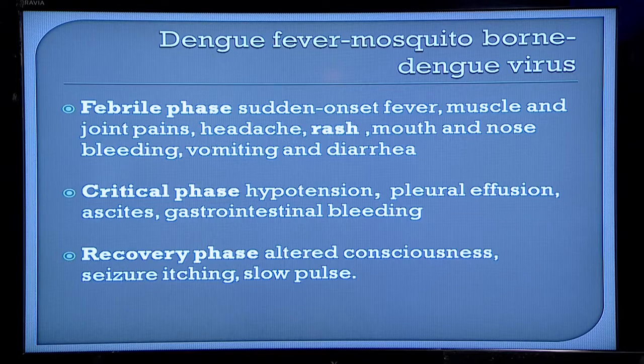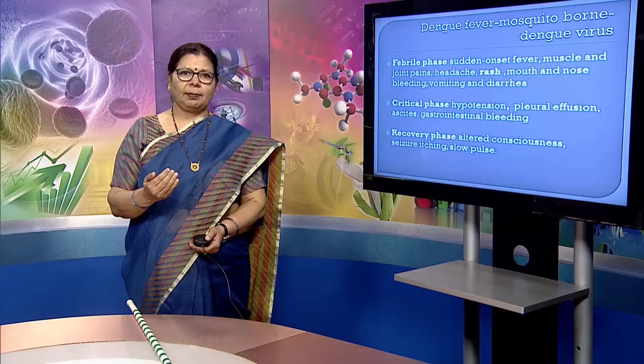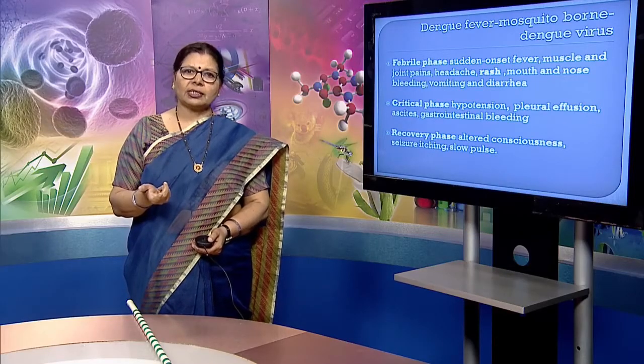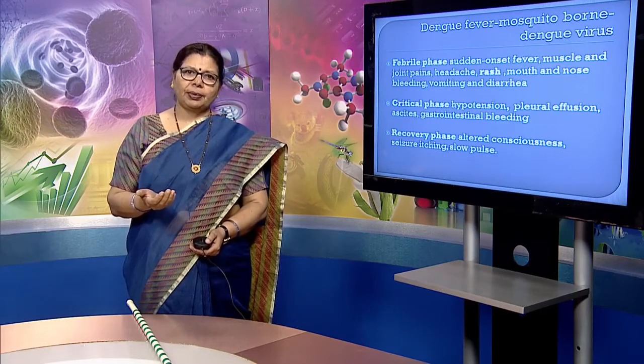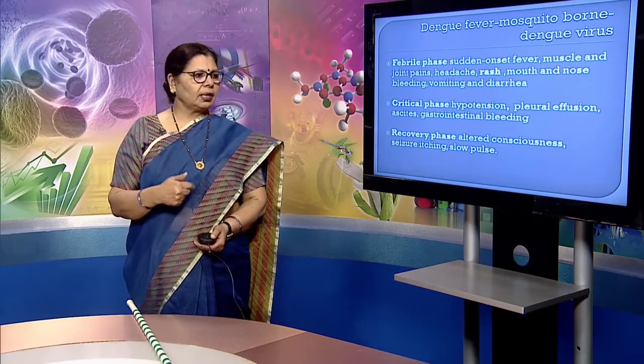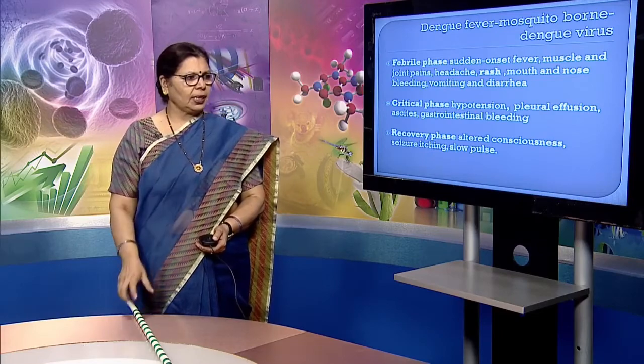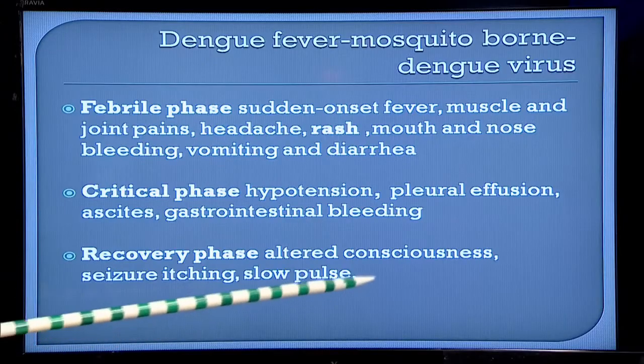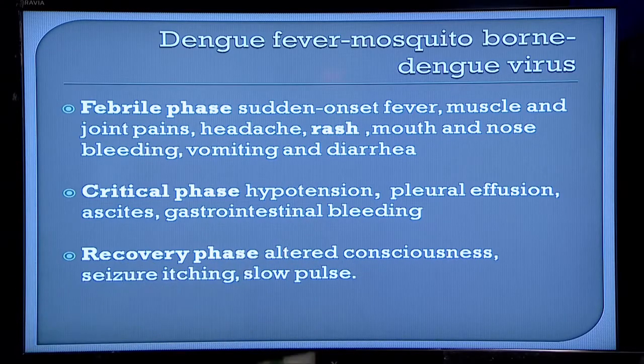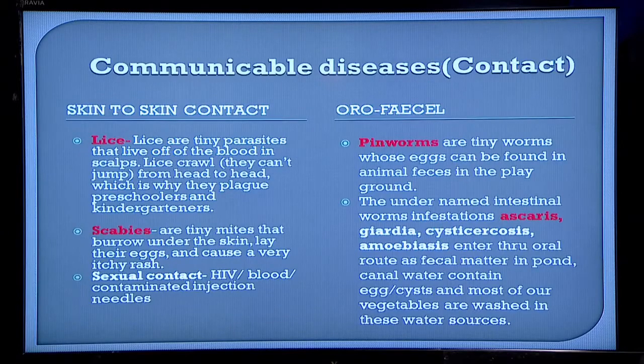In the critical phase, you may have hypotension, that means a fall in the platelet count and a fall in the blood pressure. Pleural effusion is there, ascites, that means water retention in the abdominal area. There may be gastrointestinal bleeding, and in the recovery phase, after the treatment, there can be altered consciousness, seizures, itching and slow pulse, but one can still recover.